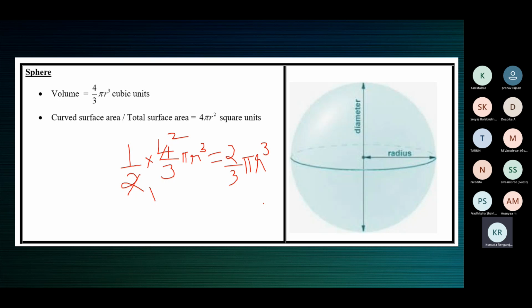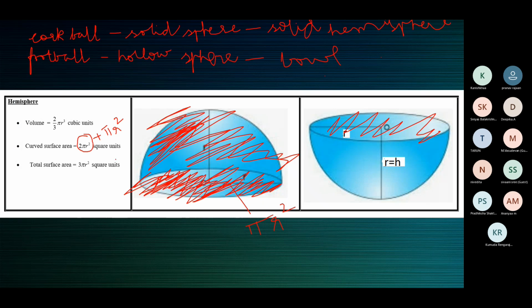Volume is equal to 2 by 3 pi r cube, cubic units. Curved surface area, only this portion, is 2 pi r square. Total surface area will be 2 pi r square plus the area of the circle, pi r square, which is 3 pi r square, square units.